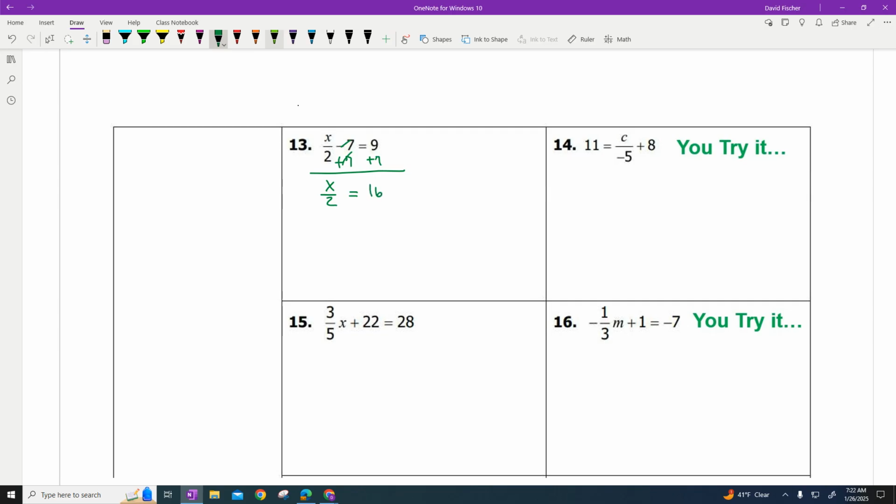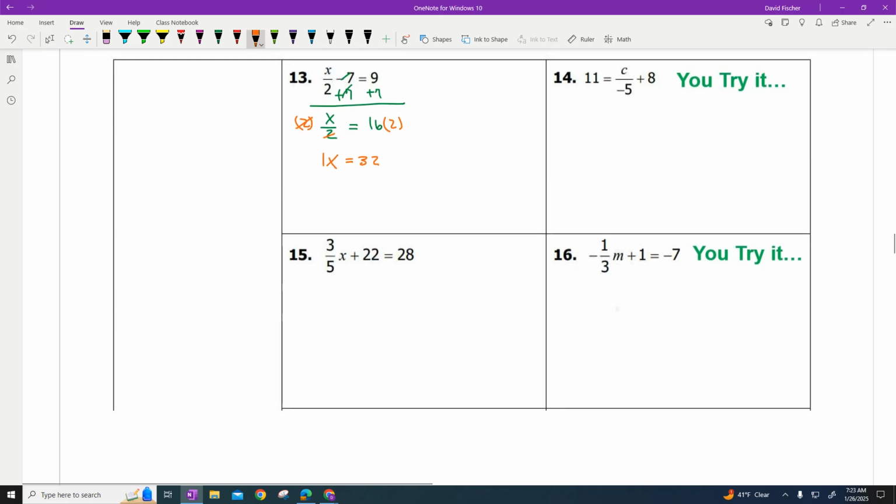And now I see a division problem. That says x divided by 2. Well, instead of dividing by 2, we're going to undo it by multiplying both sides by 2. 2 over 2 becomes just 1x. 2 divided by 2 is 1. We just don't write the 1 in front of it. That's what our goal was. 16 times 2 is 32.